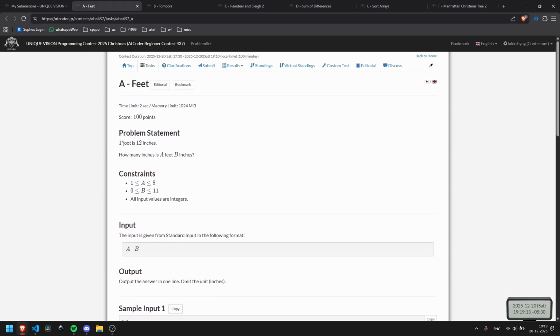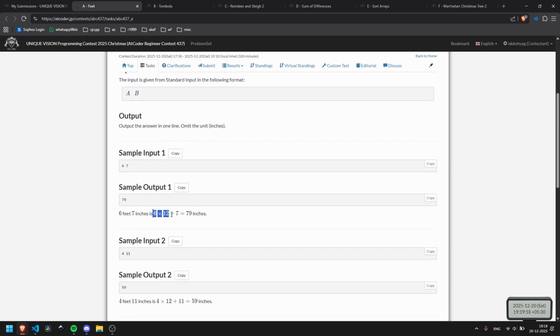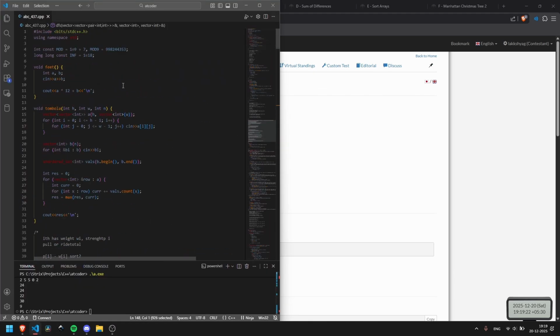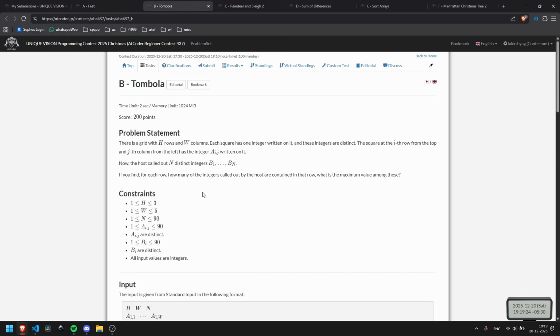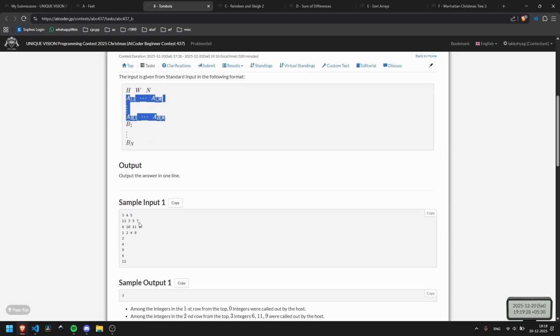So for A, 1 foot is 12 inches. So you basically just multiply A by 12 plus B. So that was A and B. A was just this, and B was basically we were given a grid A, and we had to find the row which has the maximum number of occurrences of elements of B.